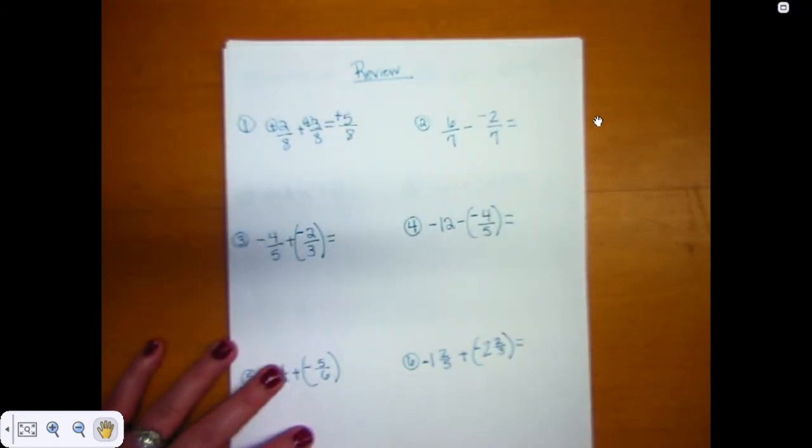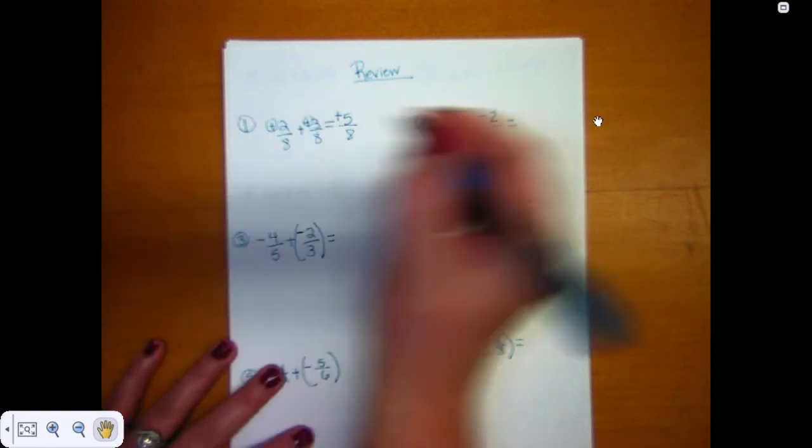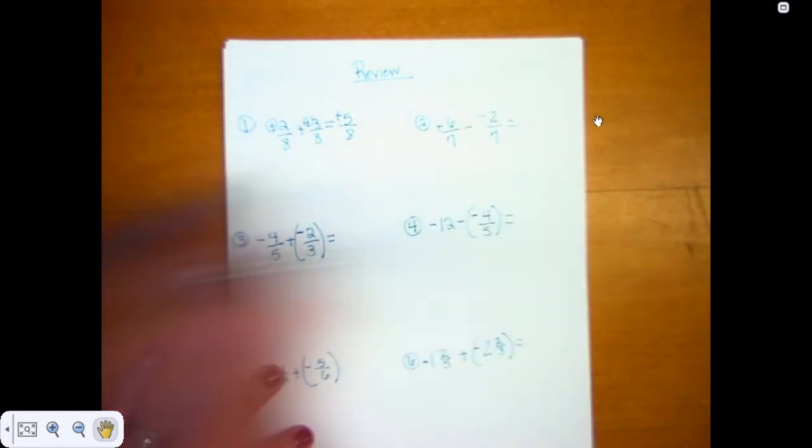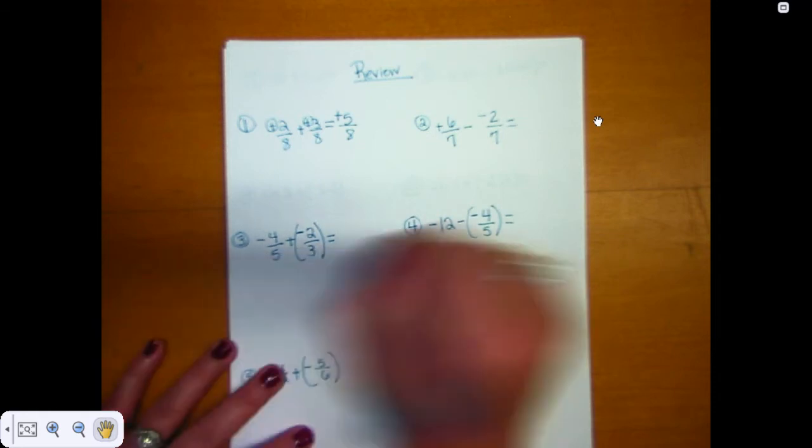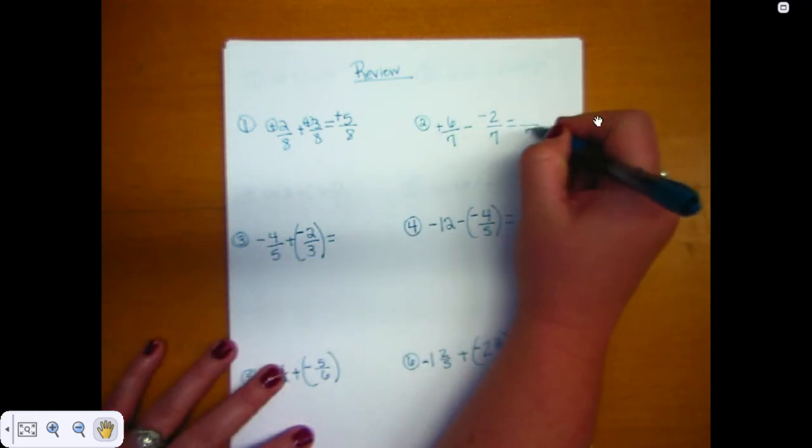Okay, 6/7 minus negative 2/7. I know that this says positive 6/7 minus negative 2/7. First thing I check is, are my denominators the same? They are, so red rover, bring that 7 right over.